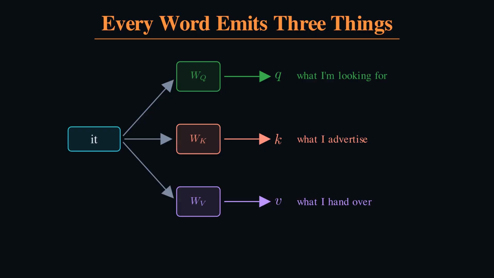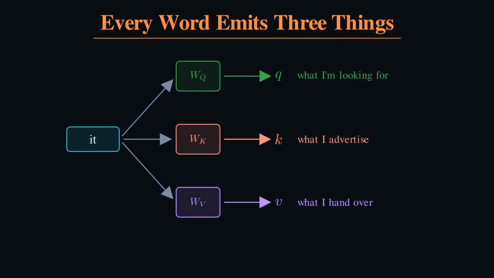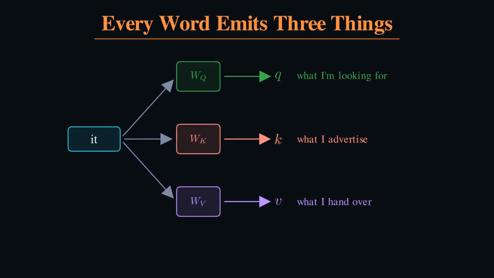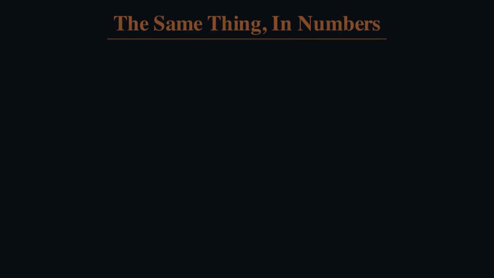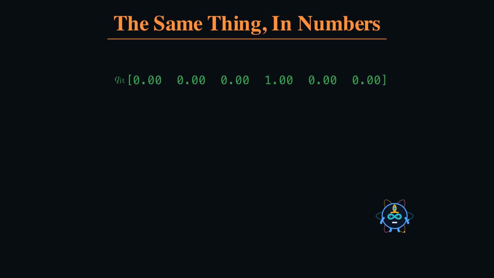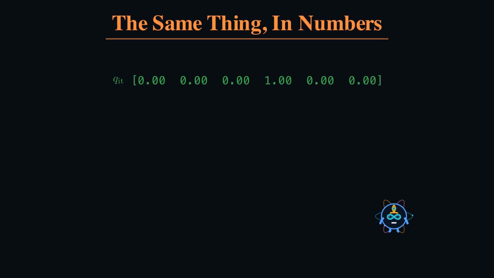Query, key, value. Three different jobs, three different learned matrices, one word. Hold on to those three names, the rest is arithmetic. Here is the query for the word "it" as 6 actual numbers. Notice it is almost all 0 except one slot, the one that means tiredness. This vector is literally asking, who here can be tired?